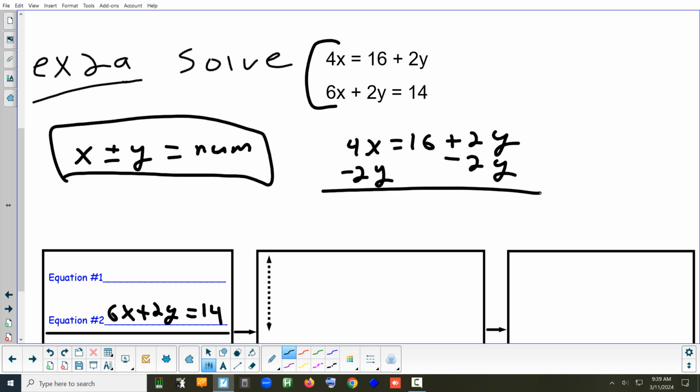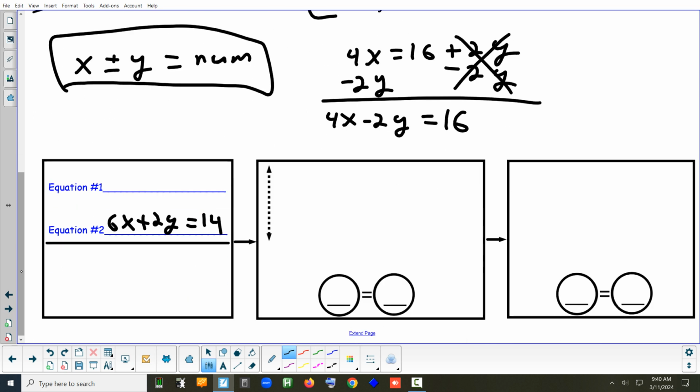And if you do that, what do you have on the left side now? 4x minus 2y. And what do you have on the right side? Equals 16. And those cancel out. Perfect. Now why don't we subtract the 4x and the 2y? Why don't we put those together? Because they have different letters. They're not like terms. You can't put them together.